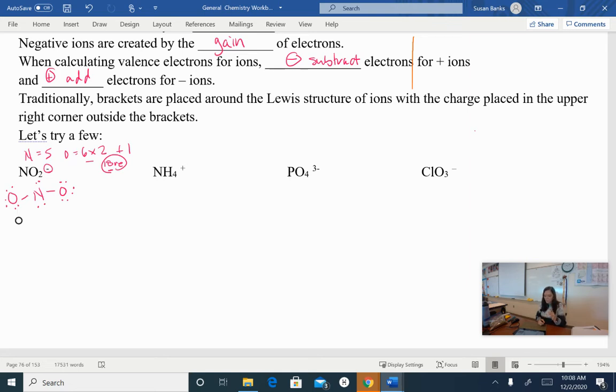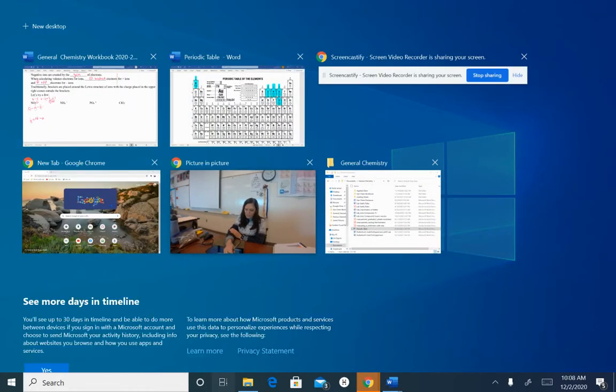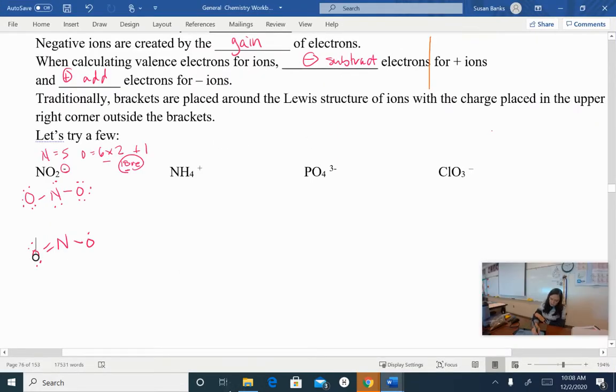So I know I need to put in a double bond. Now, it doesn't really matter which side I put that double bond on. Okay, I can put it on either the right side or the left side. The oxygen on the left with the double bond is going to need 2 lone pairs to satisfy its octet. It's 2, 4, 6, 8 electrons there. The oxygen on the right is going to need 3 lone pairs to satisfy its octet.